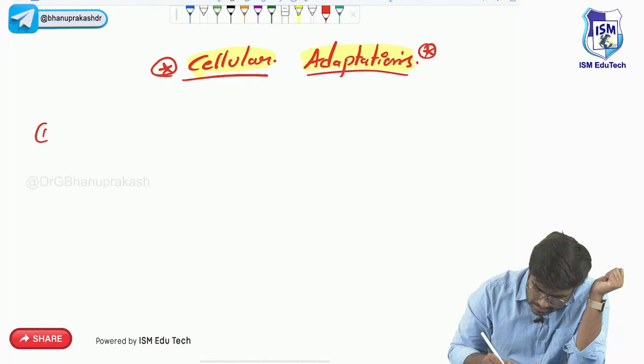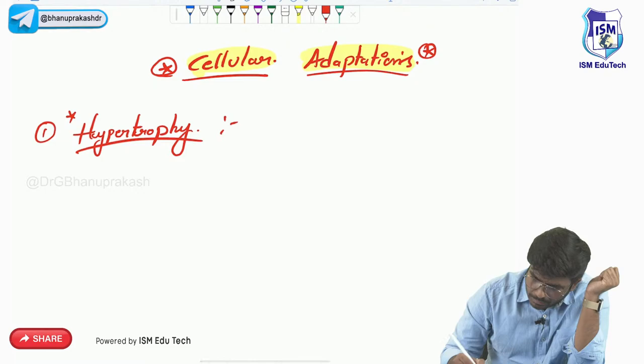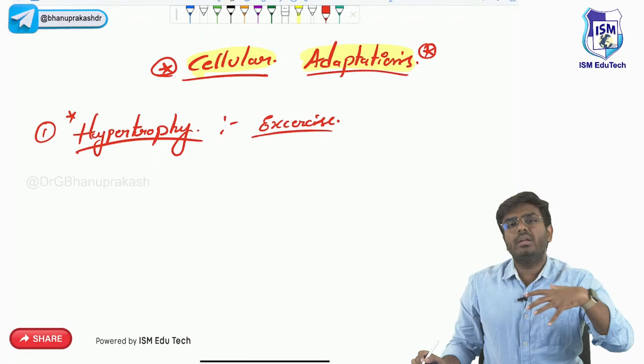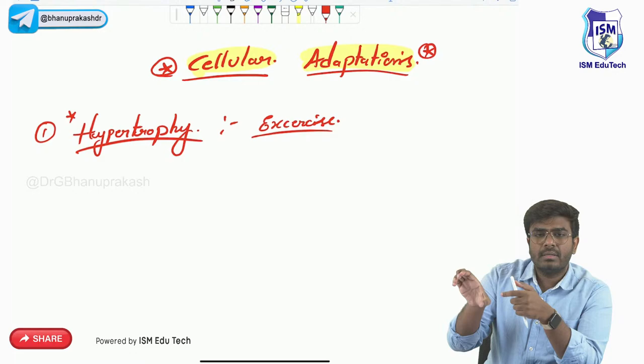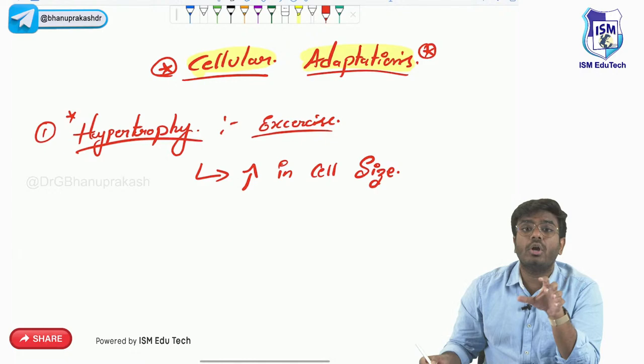The first type of cellular adaptation is hypertrophy. The classical example here is a person who is going to the gym, doing exercise. If I am regularly going to the gym and doing exercise every day, after a few days you can clearly notice that my muscles, my biceps, my myocytes, are increased in size. So hypertrophy is nothing but an increase in cell size, not the number.